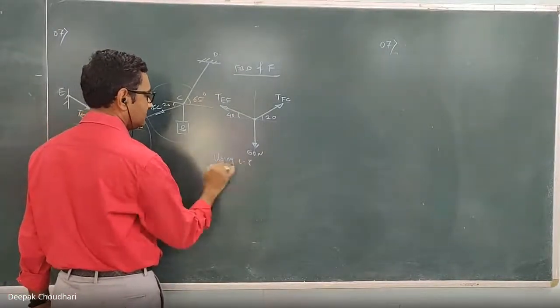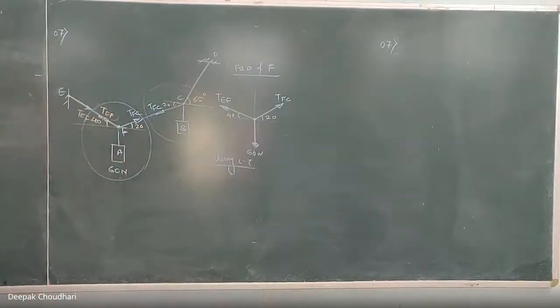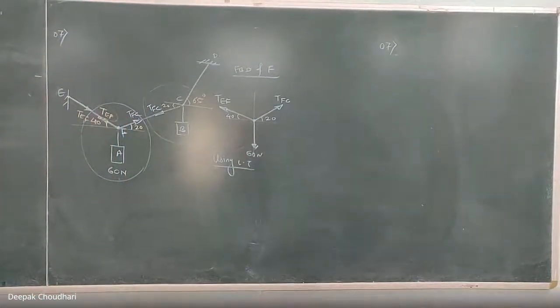Using Lami's theorem. Okay, here use Lami's theorem. Roll number 6, Nilesh Birje. Are you there? Nilesh. Nilesh. Is Nilesh there? Roll number 7, Dhanal. Yes, sir. Tell me.